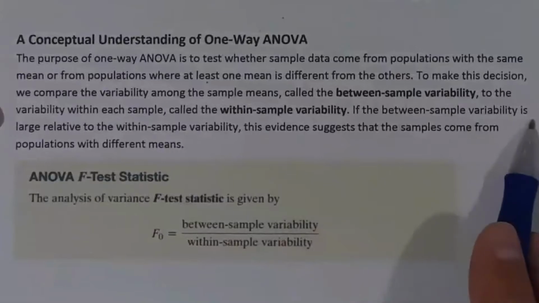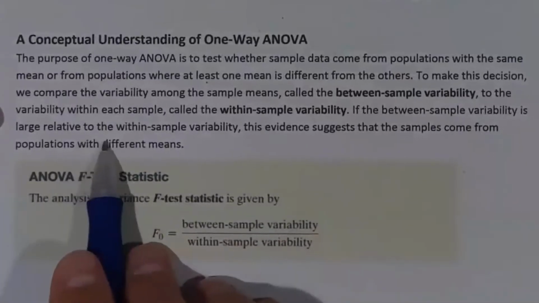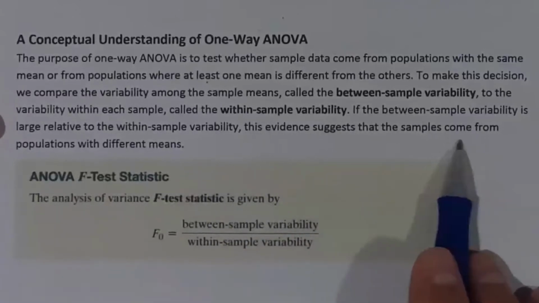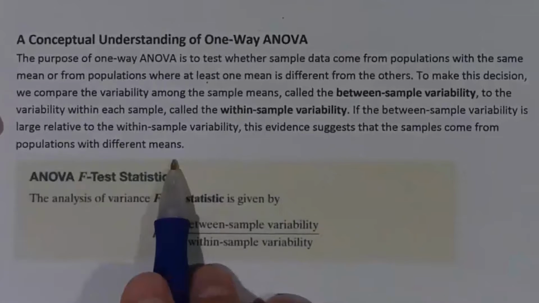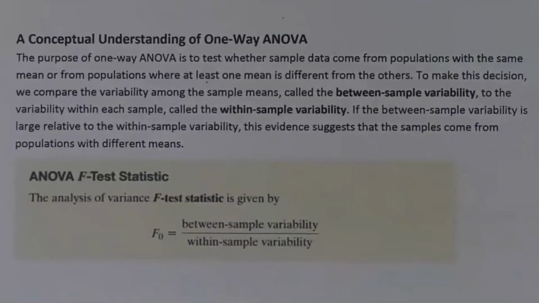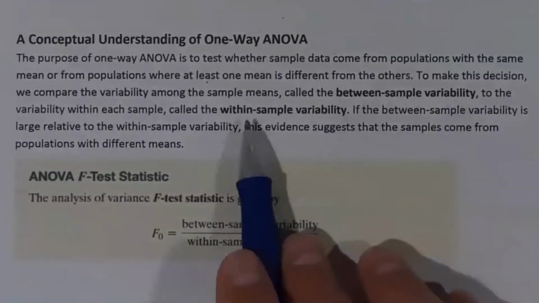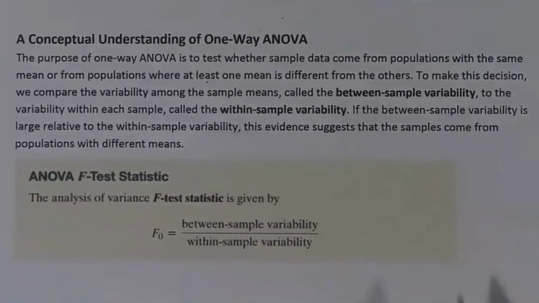If the between sample variability is large relative to the within sample variability, this evidence suggests that the samples come from populations with different means. So that's the understanding. We have two different types of variability: the between sample variability and the within sample variability. If the between sample variability is large in comparison to the within sample variability, that probably means that the samples come from populations with different means.